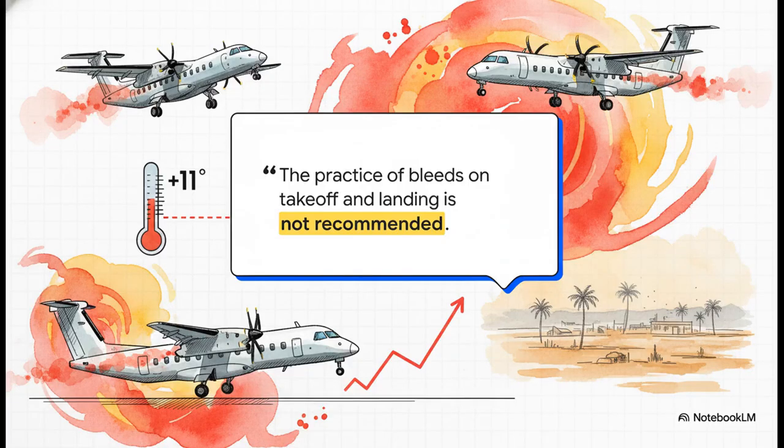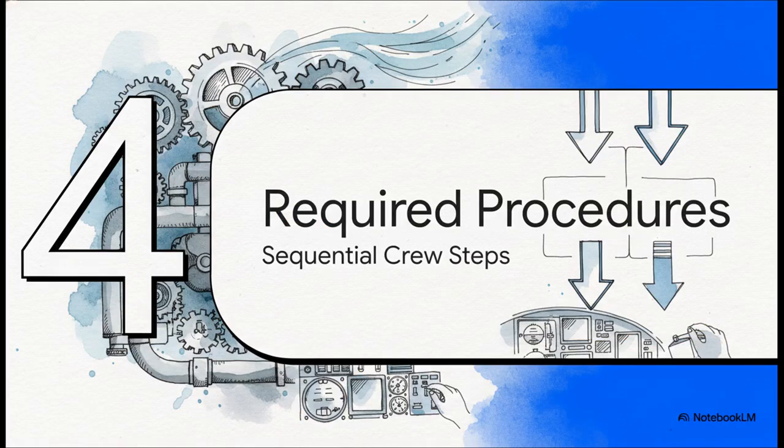Which brings us to a pretty stark warning from the source documents. The text explicitly states, due to this penalty and in general the prevalence of the high temperature in the Indian subcontinent, the practice of bleeds on takeoff and landing is not recommended. The actual observed data shows that the number of cases where flight crews are accidentally leaving bleeds on during takeoff and landing is actually showing an increasing trend. And that's exactly why this explainer is so vital today. Operating a Bombardier Q400 in high-temperature environments, like the Indian subcontinent, while carrying that 11-degree mathematical penalty is highly, highly inadvisable. Finally, Section 4, required bleed procedures and the sequential steps for the flight crew.